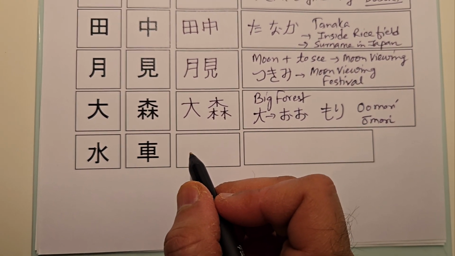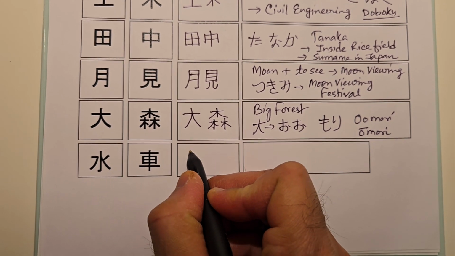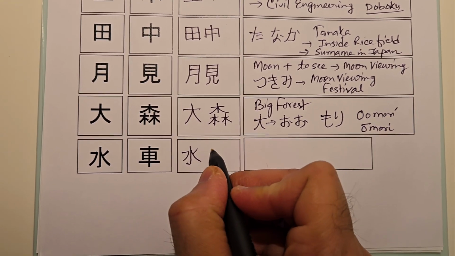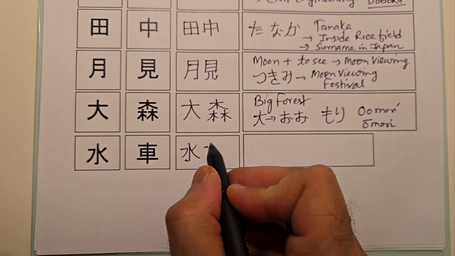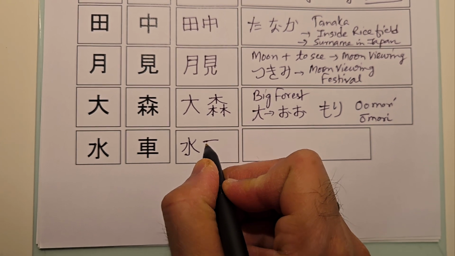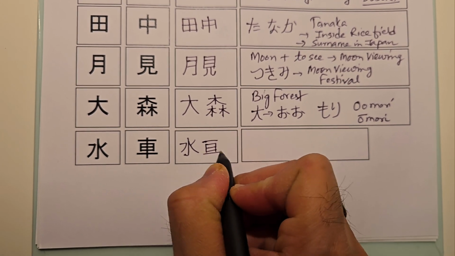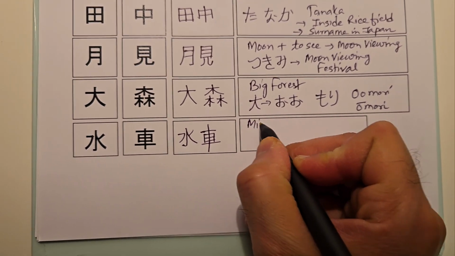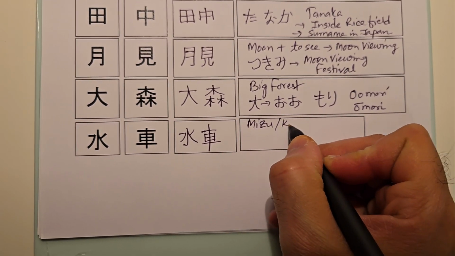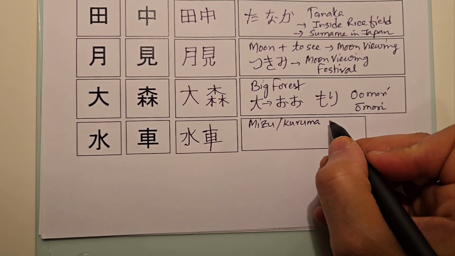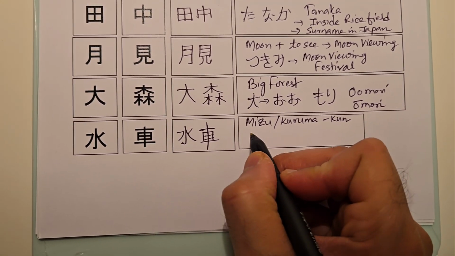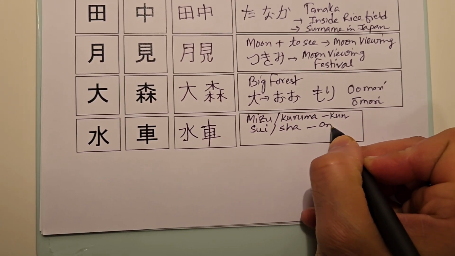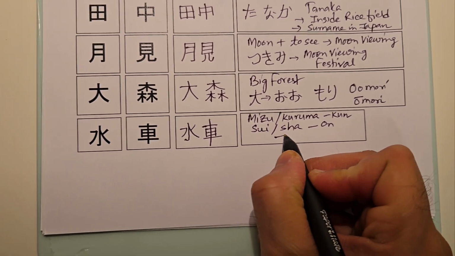The last one for today's lesson is, as you can see, the radical for water, and the symbol for car, kuruma. So this is mizu, this is kuruma, right? Mizu and kuruma. But here we don't use mizu and kuruma. These are kunyomi readings. We will use onyomi readings, which are sui and sha, as in densha. So this is sui sha.